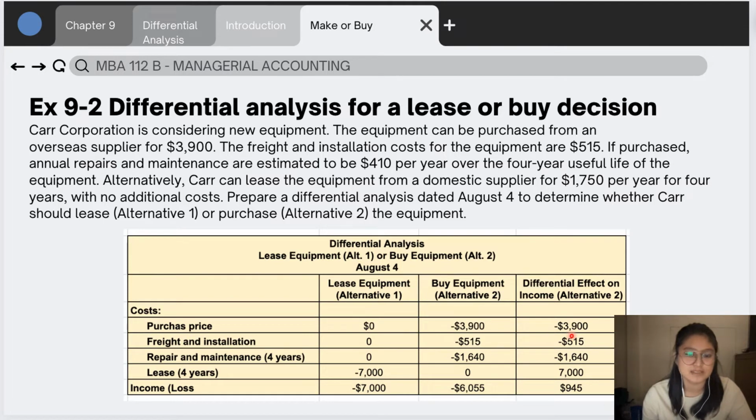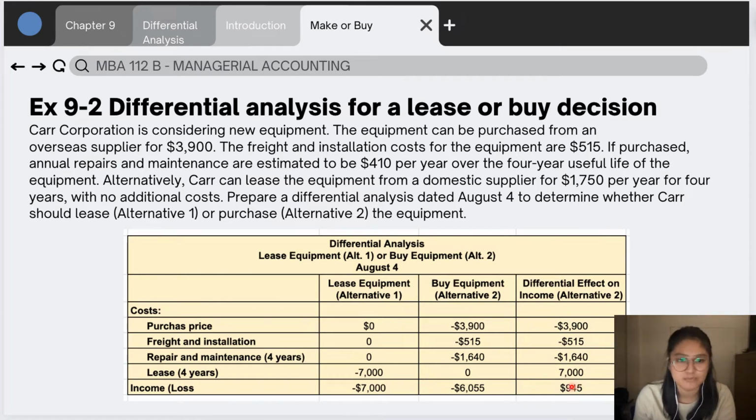So in this case, all these costs, purchase price, freight and installation, repair and maintenance, will be a negative amount for alternative 2, while the lease for 4 years would cost $7,000 if the approach would be to lease the equipment. So in order to get the differential income or loss, we would deduct 3,115 and 1,640 from 7,000, which would be 945.